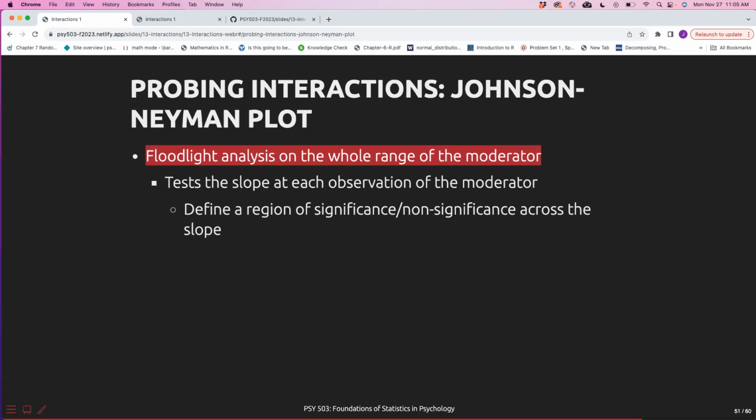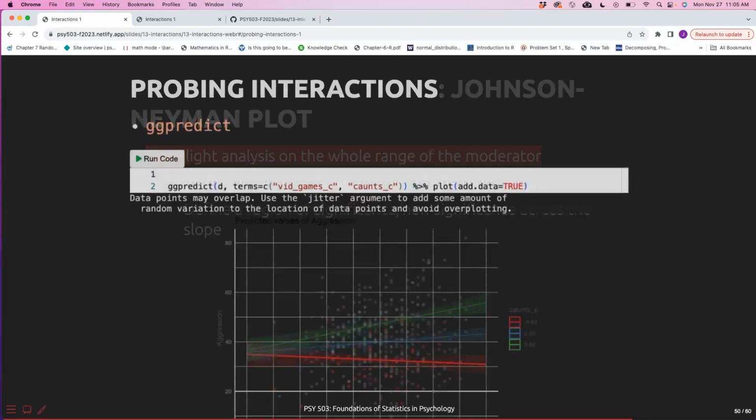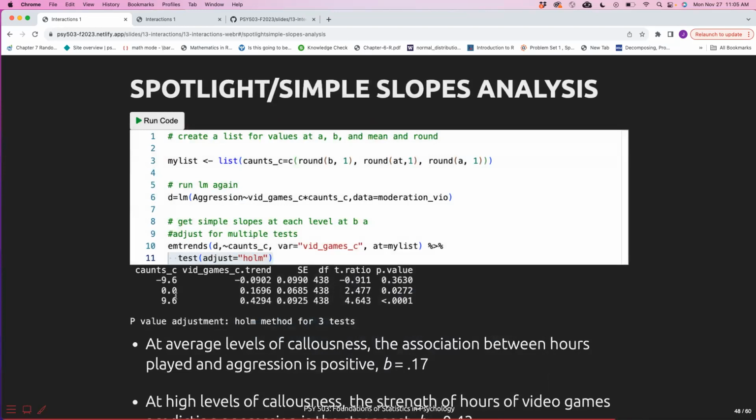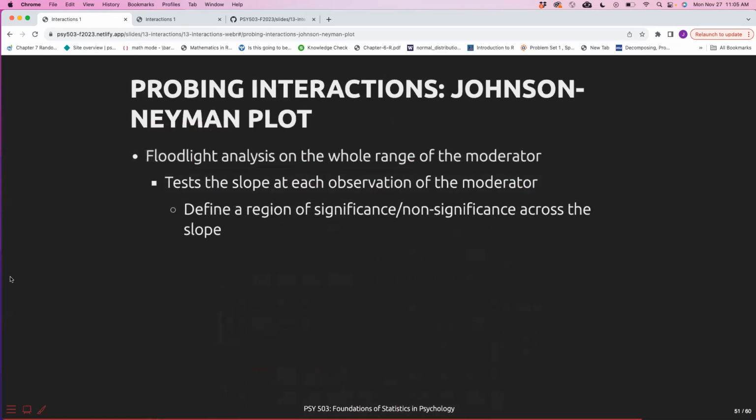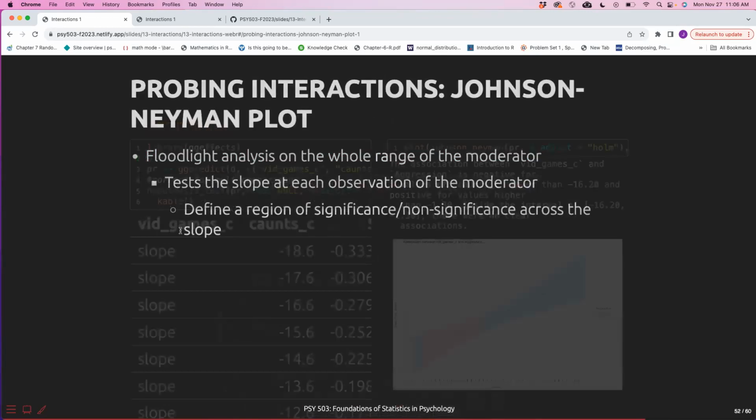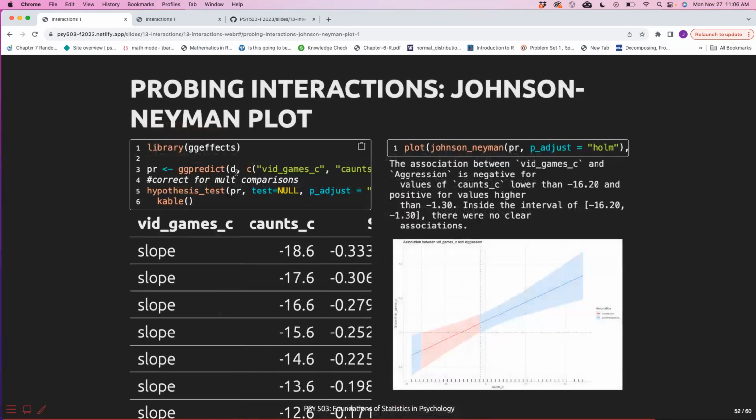Essentially what we're doing here is looking at the simple slopes, but at each level of the moderator. So instead of having something like 3 lines, we're going to have, whatever, 55 lines, where we're testing the slope at each point of the moderator. That's what the Johnson-Neyman procedure does. And what we can do is define a region of significance and non-significance across the slope. So let's see what that looks like.